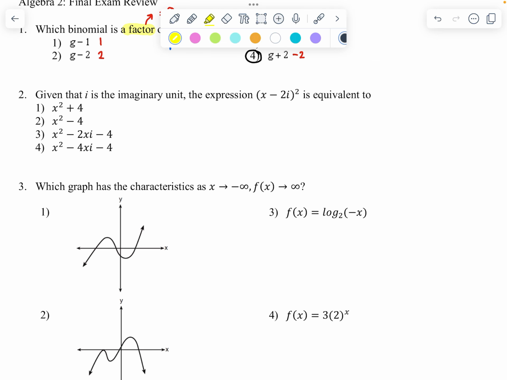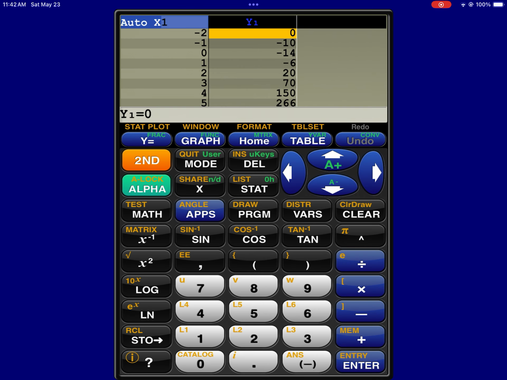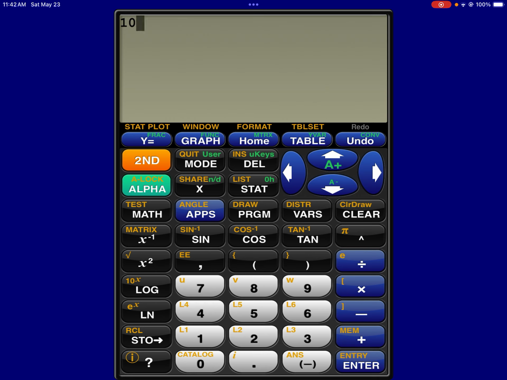Okay, number 2, I have an imaginary unit, and I'm asking which one of these is equivalent. So we can use our equivalent trick, and whenever we have an equivalent trick, we have to store in a number. Now, right when you have your calculator, you should store in a number right away, and then you don't have to store in it again. So my favorite number is 10, so I'm going to go ahead and store in 10. So 10, your store is at the bottom left, STO, X.